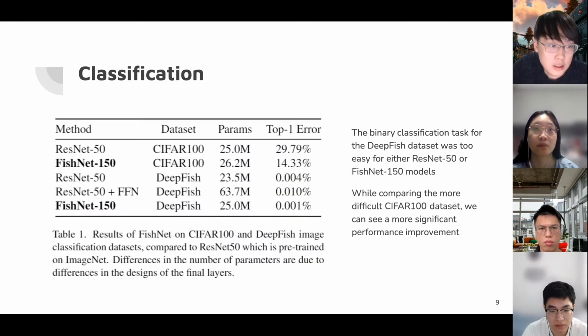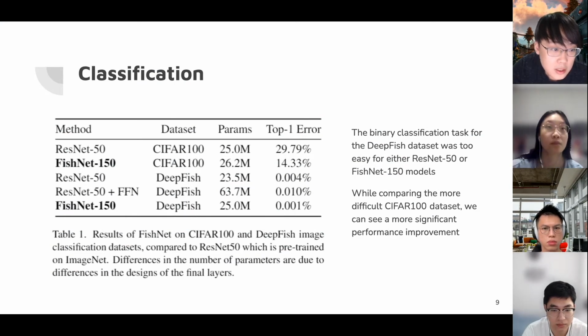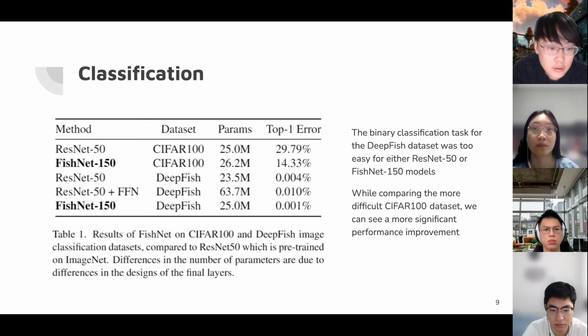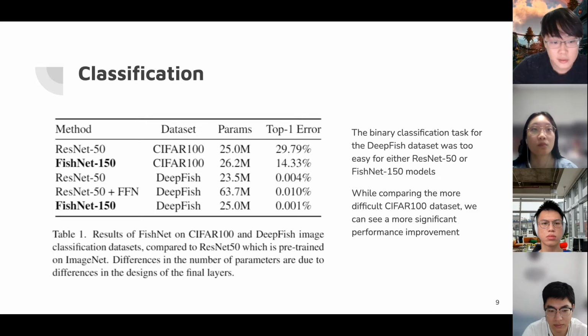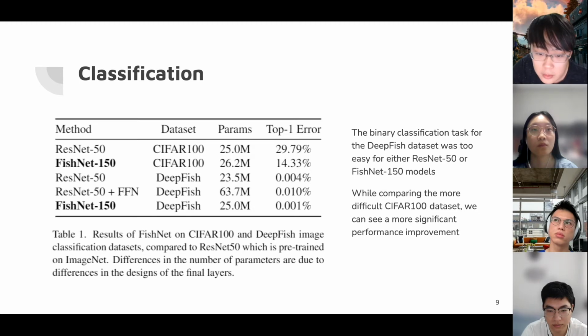Now I'll talk about the classification task and the results of our experiments. Compared to the baseline ResNet 50, we achieve a better performance with FishNet 150 on the CIFAR 100 dataset. On the DeepFish classification dataset, which is a binary classification task, the dataset was too easy for either of the models. And so comparing with the CIFAR 100 dataset, we are able to tell that FishNet 150 is able to achieve better performance, while on the DeepFish dataset, we were not able to see significant improvement since the error was already very low.